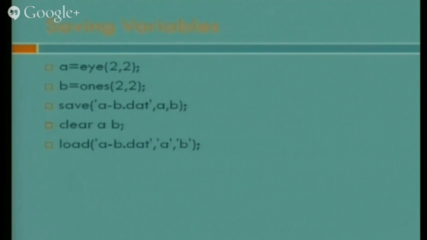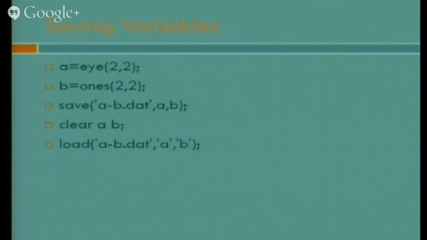Now we are saving this file. This is the file being saved by using the syntax save within single quote a-b.dat. A-b is the name given to the file with the extension .dat, comma a comma b. A comma b means in the file a-b, the values of variables a and b will be saved.